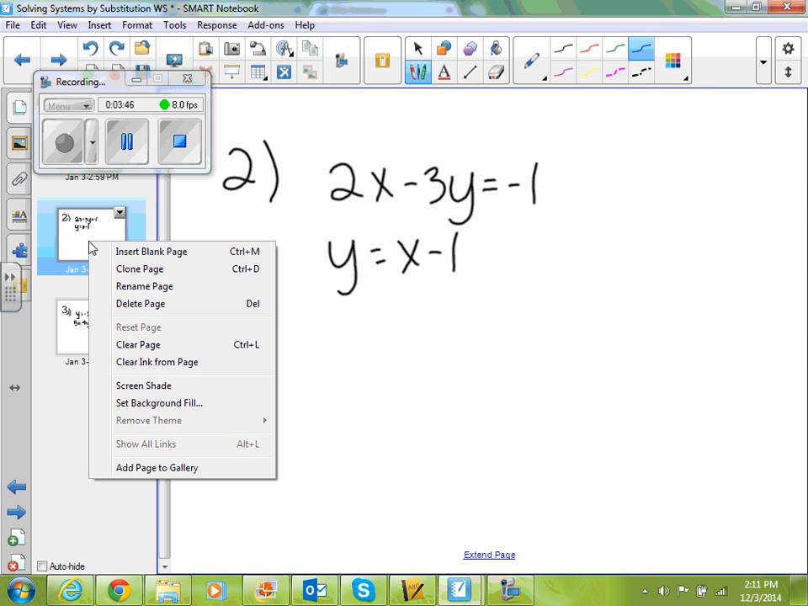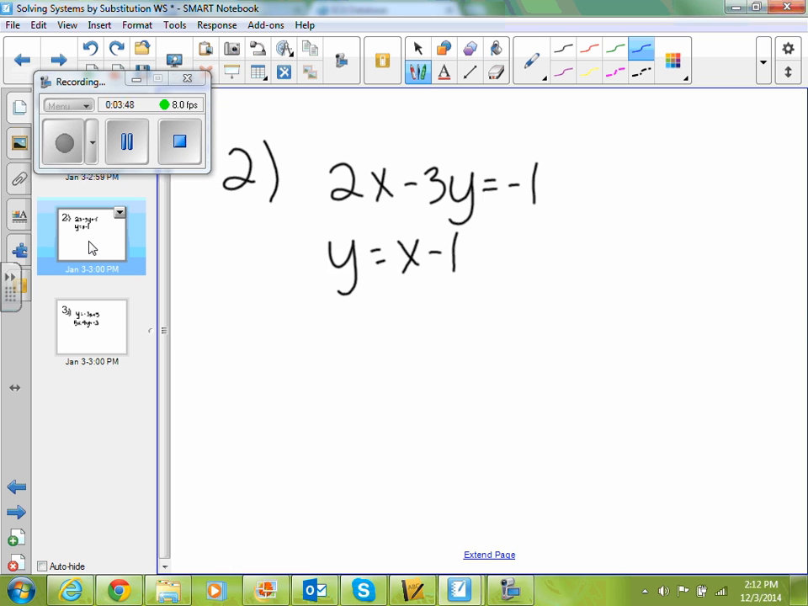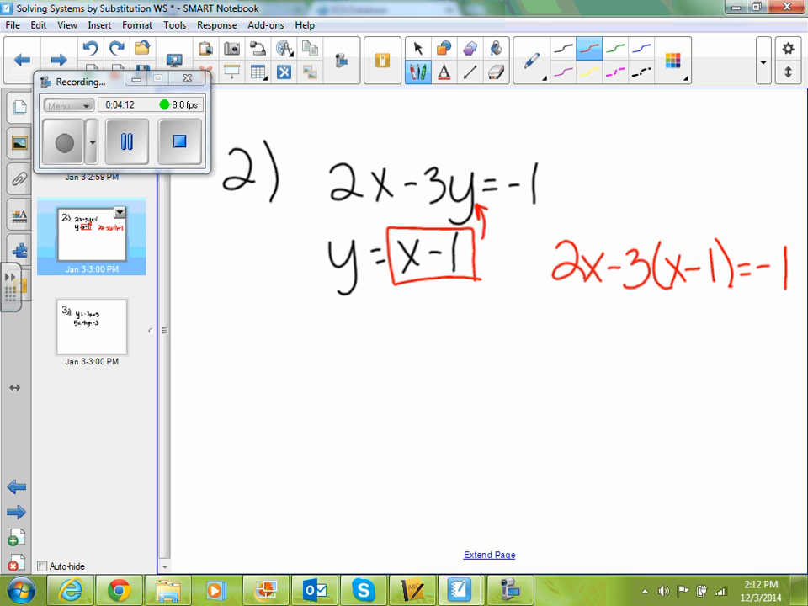So let's look at number 2. So number 2, we're given 2x minus 3y equals negative 1 and y equals x minus 1. So again, I'm going to take what y equals, which is x minus 1, and I'm going to plug it in for y. If I do that, I get 2x minus 3 times x minus 1 equals negative 1.